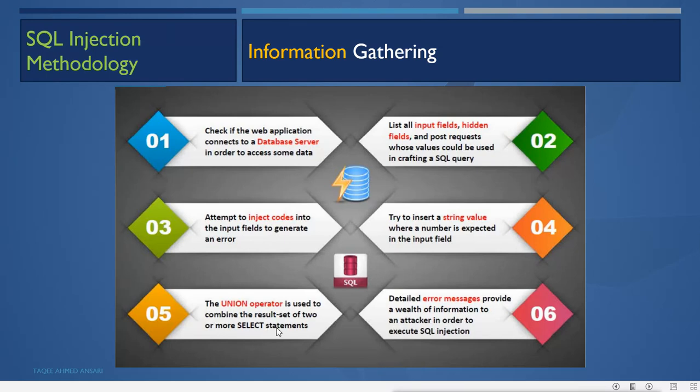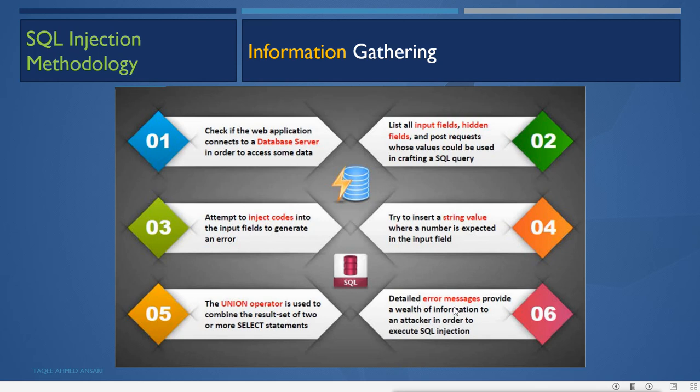Then the union operator is used to combine the result sets of two or more select statements. A select statement displays the result of a query, like when we want to search something in the database, we use the select query. Now, what do union operators do? They combine two or more queries together.